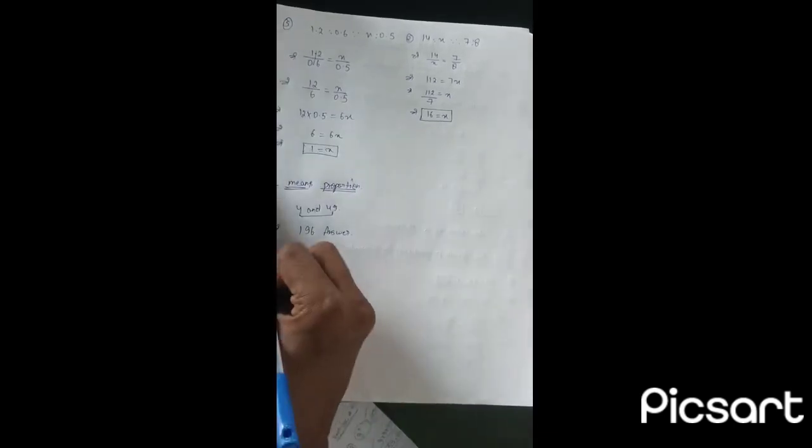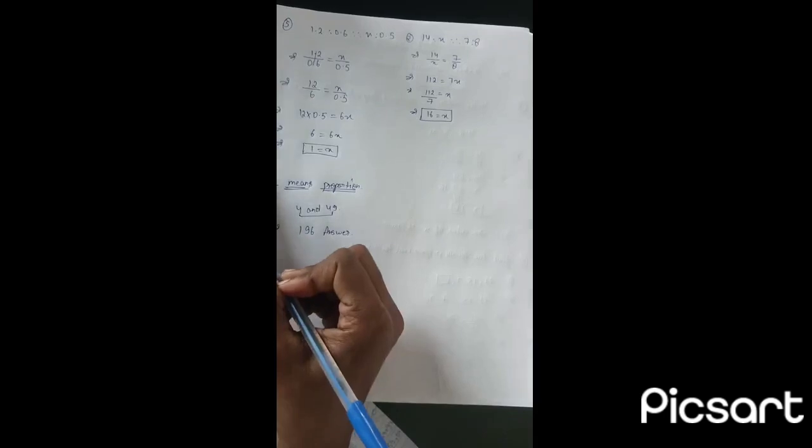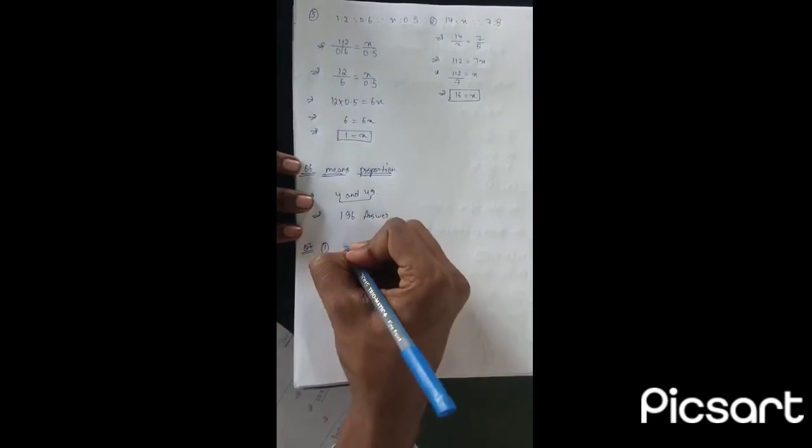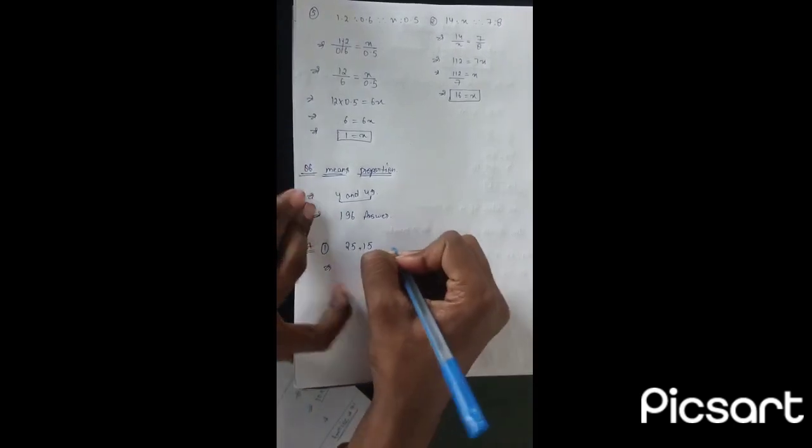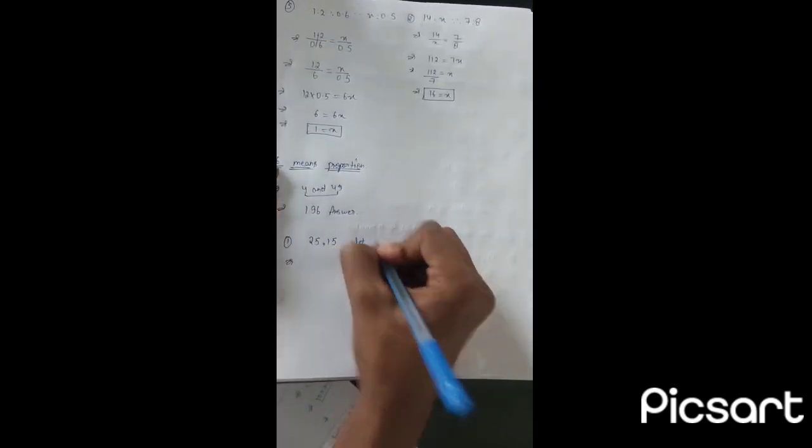Now, question number 7, again it is saying the same thing. Find the third proportion to 25 and 15. I have told you that in the last question, question number 7, first part, we have to find the third proportion of 25 and 15. This was the value, and let the third proportion be x.